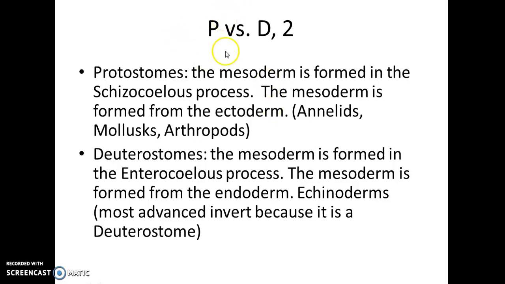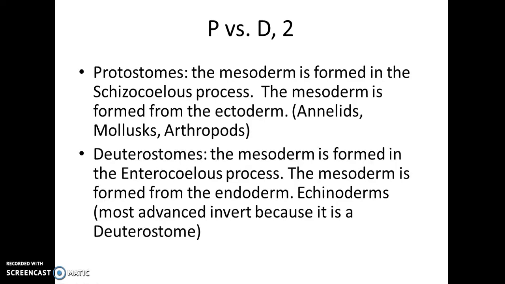Now, in protostomes, the mesoderm is formed from the schizocoelous process. Basically, it's formed from the ectoderm. So the middle layer is formed from the outer layer. And we have annelids, mollusks, and arthropods are all protostomes.